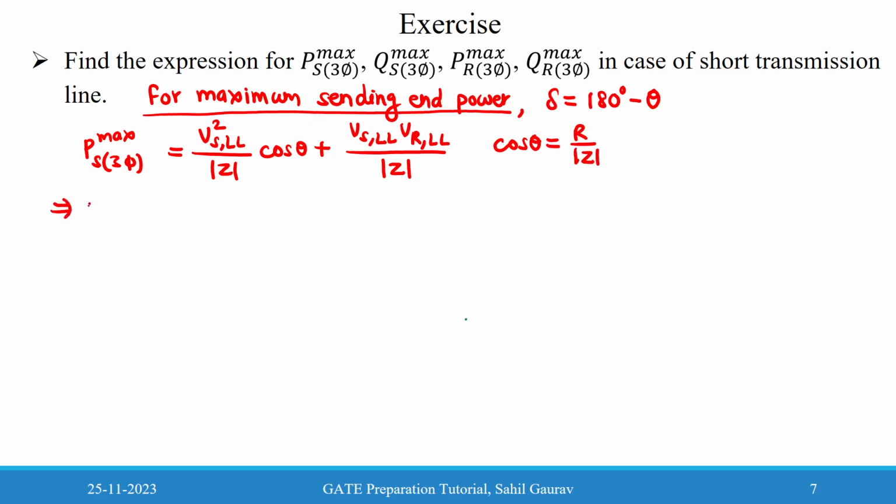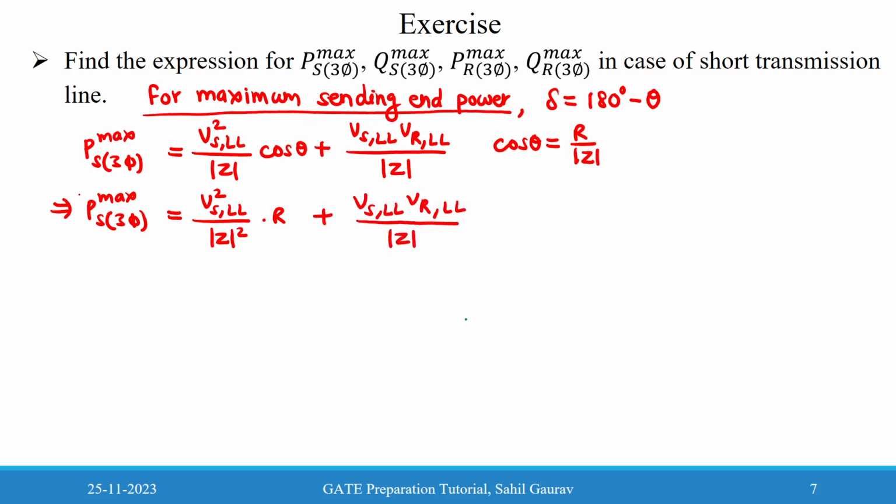So you will get PS three phase maximum value as Vs LL square divided by Z square into R plus Vs LL into VR LL divided by mod Z. So we get the maximum sending end power in the case of a short transmission line, and similarly you will get the QS max.